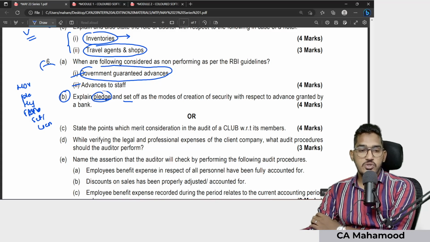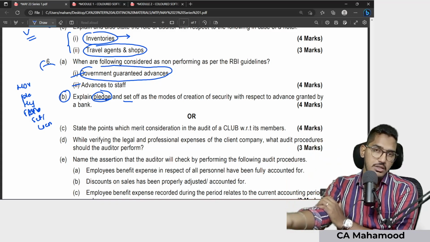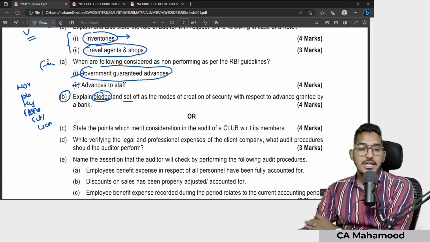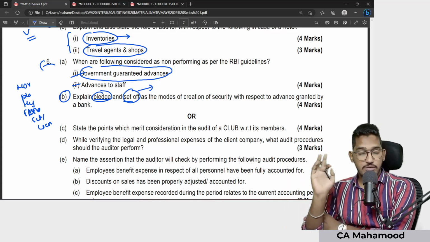As we know, pledge refers to such a mode of security which is used for movable assets, and in the case of pledge, possession will get transferred to the banker and the borrower will get back the possession once he repays the entire loan. Set off is a term used for actionable claims. Assignment is used for actionable claims.